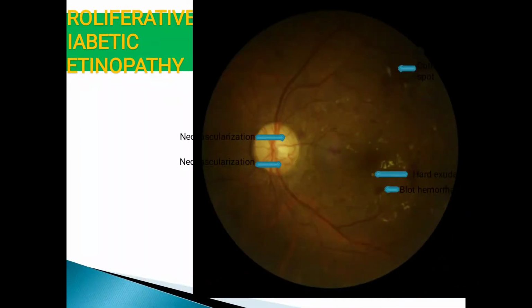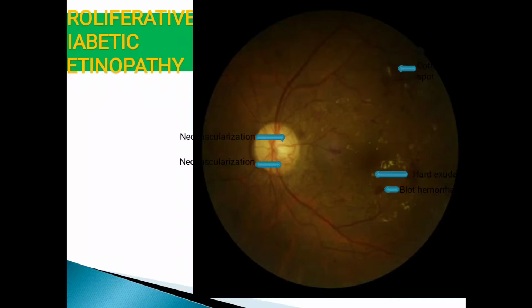So basically the blood vessels may grow on the surface of the disc or in the periphery of the retina. If they grow on the surface of the disc, as shown by the arrow here, this is called NVD, or neovascularization on the disc. Normally, how do you distinguish between normal blood vessels on the disc and this neovascularization?